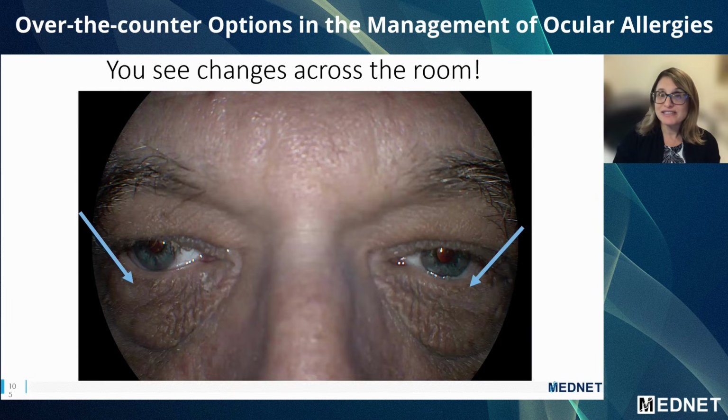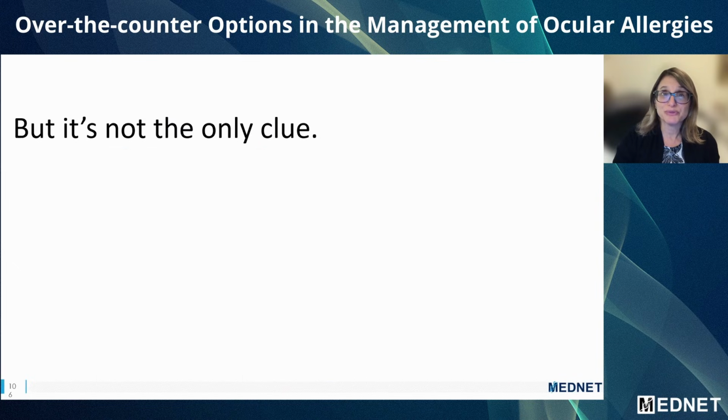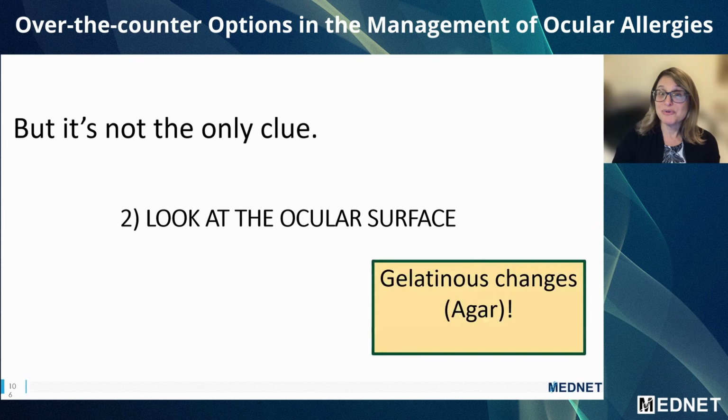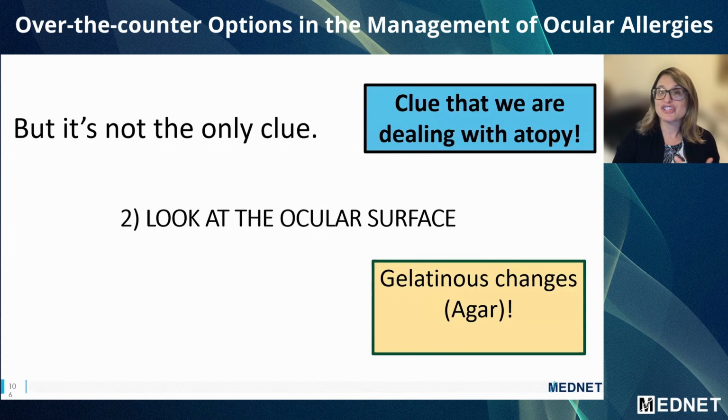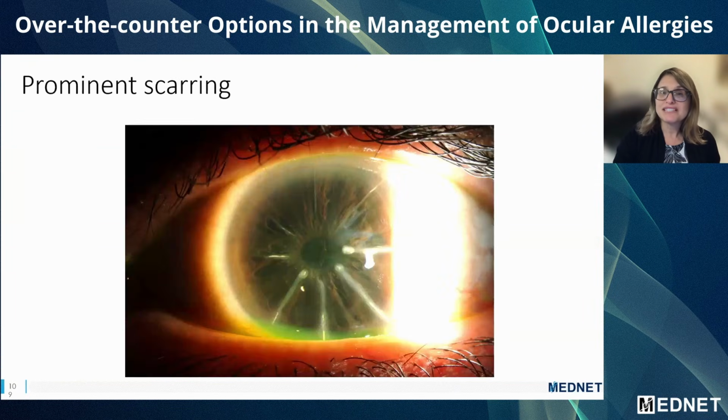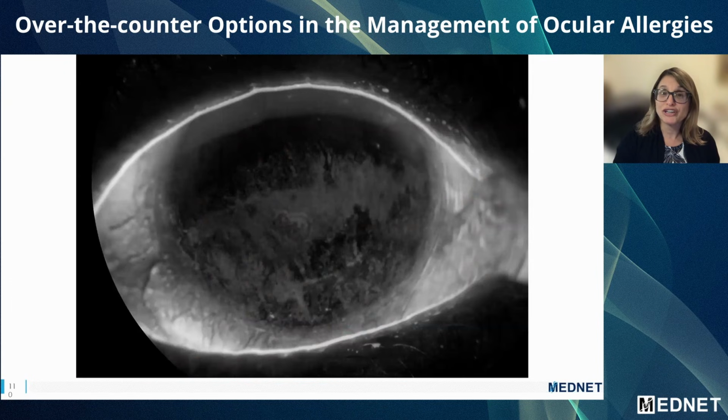So I always tell my residents the exam starts from across the room because you can't see the skin changes when you're already at the slit lamp. But it is important to look at the ocular surface. And one of the many things you're seeing is these gelatinous changes. Those are clues that you're dealing with AKC, along with what we already talked about, papillary conjunctivitis, bulbar hyperemia. But some things that you see in these cases, again, that are why they get vision loss is you see very prominent scarring. You also see epithelial disruption.